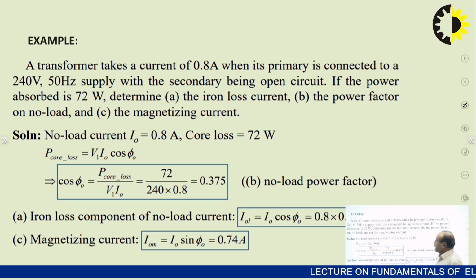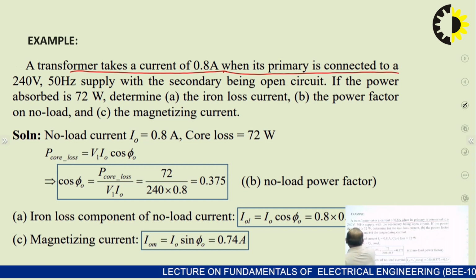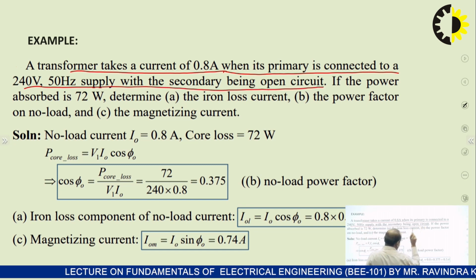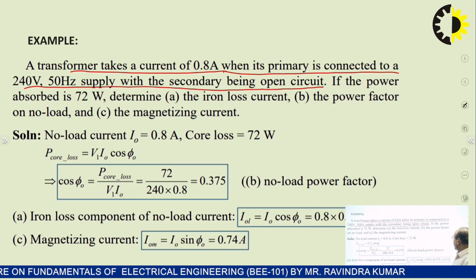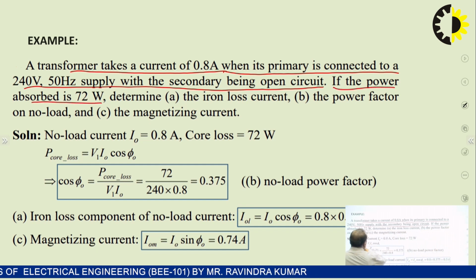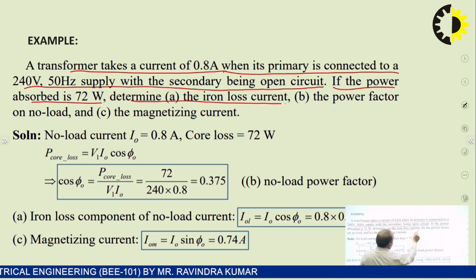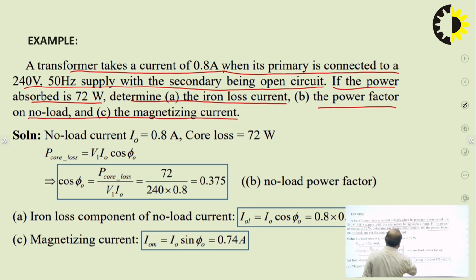A transformer takes a current of 0.8 ampere when its primary is connected to a 240 volt, 50 hertz single phase supply, with the secondary being open circuit. That means this is the no load condition of the transformer, since the secondary is open circuit. At that time the power absorbed is 72 watt. We are to determine the iron loss current, that is the core loss current, the power factor at no load, and the magnetizing component of no load current.